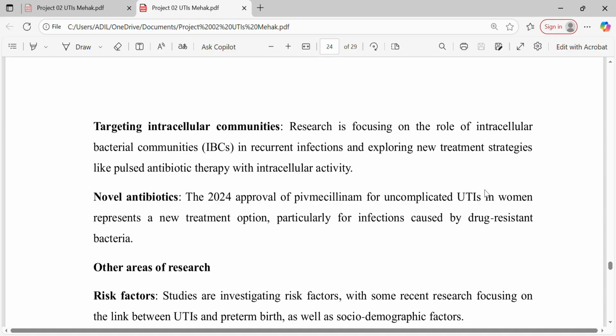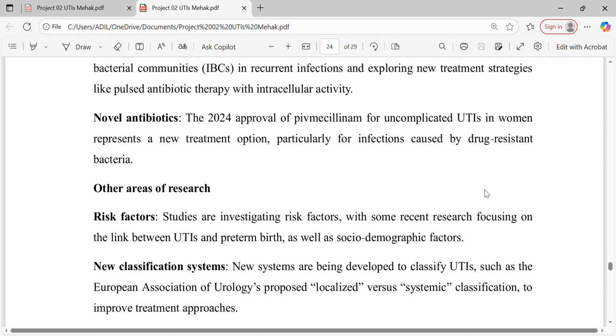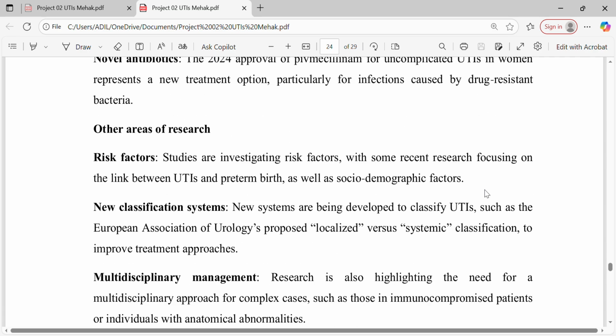Novel antibiotics: the 2024 approval of pivmecillinam for uncomplicated UTIs in women represents a new treatment option, particularly for infections caused by drug-resistant bacteria. Other areas of research. Risk factors: studies are investigating risk factors, with some recent research focusing on the link between UTIs and preterm birth as well as socio-demographic factors. New classification systems are being developed to classify UTIs, such as the European Association of Urology's proposed localized versus systemic classification to improve treatment approaches.